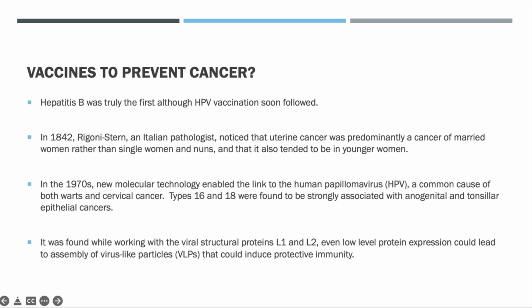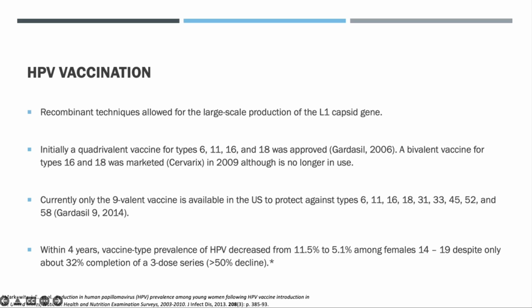Initially, it was much more difficult to find a component of the virus that would induce an immunologic memory, but the discovery of these VLPs that could do so kind of paved the way for the development of a vaccine. Using similar recombinant techniques to those used for the hepatitis B vaccination, we had a way to produce these particles at large scale. Eventually, this led to the quadrivalent vaccine for types 6, 11, 16, and 18, which was known as Gardasil.